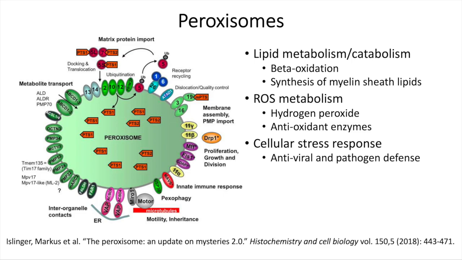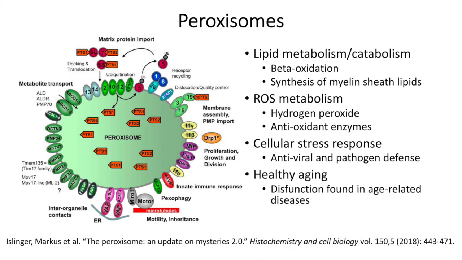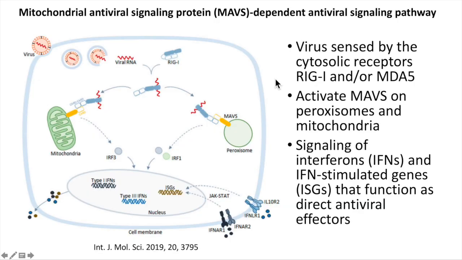Its dysregulation is associated with accelerated aging and other associated disease types that we're going to talk about later as a possible reason for the increased susceptibility to this virus in certain groups of people. But for now, let's focus on the immune response. Given in this diagram is the mitochondrial antiviral signaling protein dependent antiviral signaling pathway, which is a mouthful, which is linked to peroxisomes and mitochondria signaling.